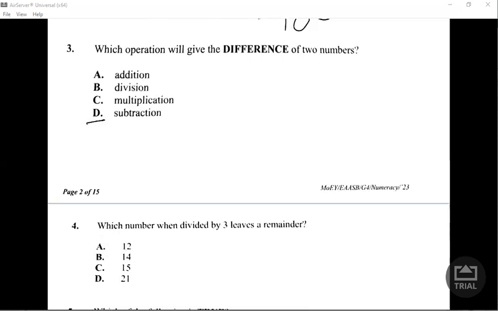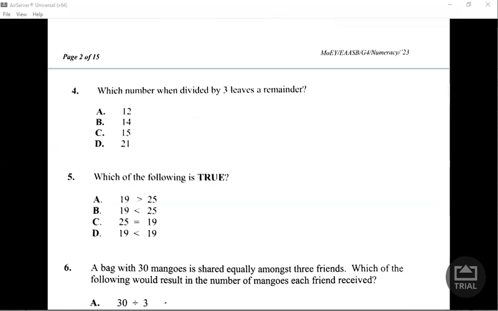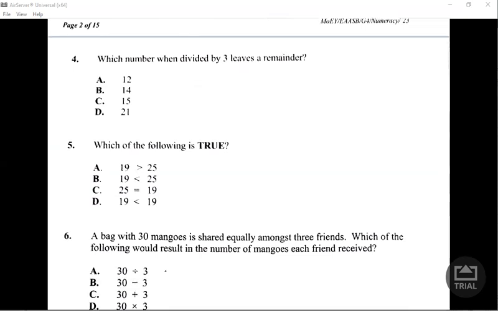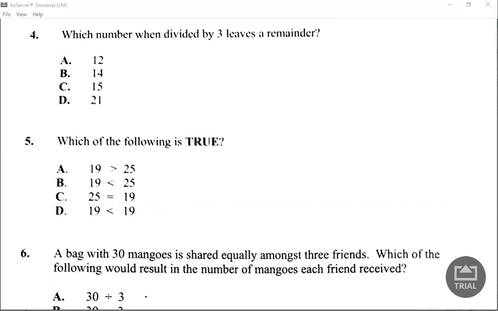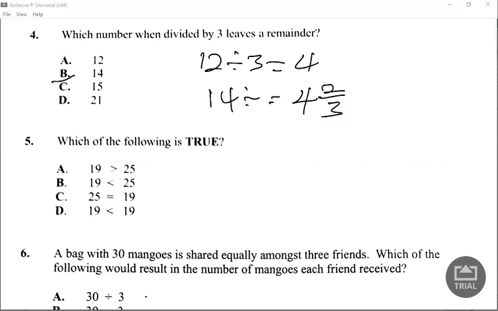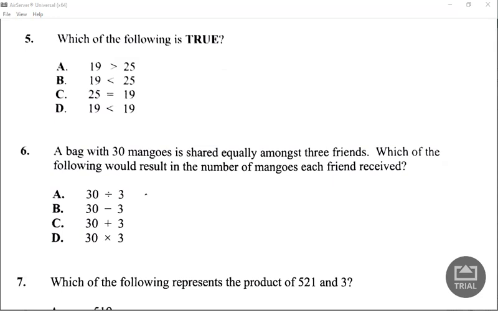Let's go to number 4. Which number, when divided by 3, leaves a remainder? So we can check them one by one. 12 divided by 3, that does not leave a remainder. It's exactly 4. Now 14, on the other hand, would be 4 times and leave a remainder of 2 over 3. So we don't have to go any further. Basically they're asking us for multiples of 3. 12 is a multiple of 3, 15 is a multiple of 3, and 21 also.